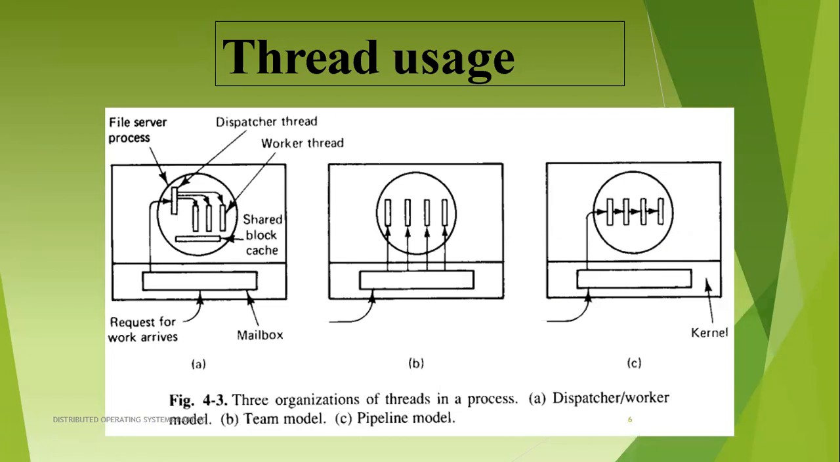Third, pipeline model. This model is useful for applications based on the producer-consumer model, in which the output data generated by one part of the application is used as input for another part of the application. In this model, the threads of a process are organized as a pipeline so that the output data generated by the first thread is used for processing by the second thread. The output of the second thread is used for processing by the third thread, and so on.